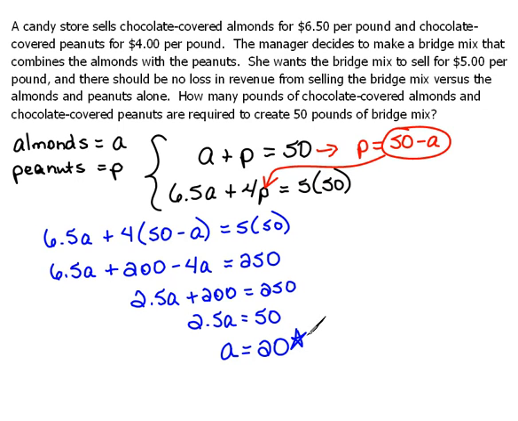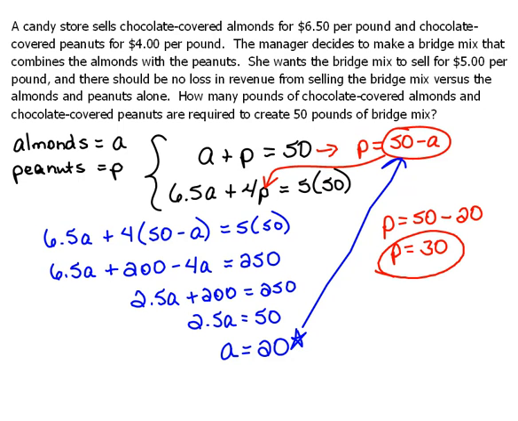Another thing we could do, though, would be to plug it back into the peanut equation. So if we know that the amount of peanuts equals 50 minus A, and we just found that A is 20, that means the peanuts have to be 30 pounds. So we have just found how many peanuts and how many almonds to mix together for that bridge mix.